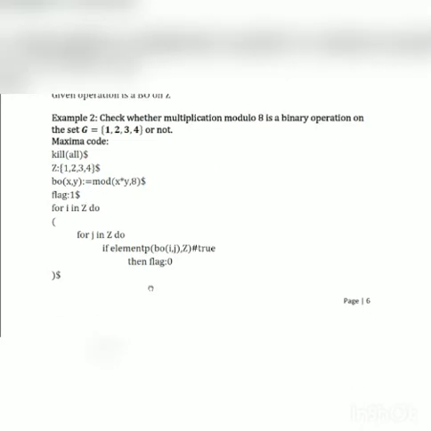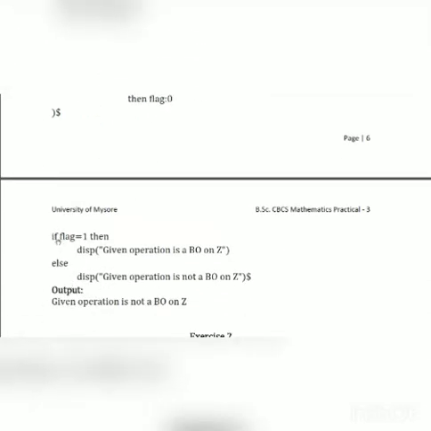So your flag is not 1 anymore. It is 0. Even if it fails for one case, your flag will remain 0. Therefore, when flag becomes 0, it comes out and it displays: if flag equal to 1, then display this, else this. Flag is not 1, therefore it displays this. That is, the given operation is not a binary operation. That's it. So you work out all the problems which are given in the exercise.